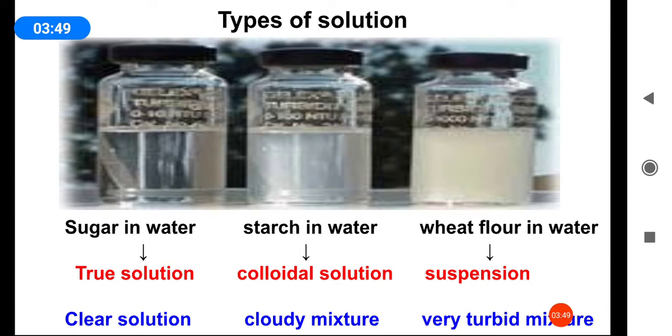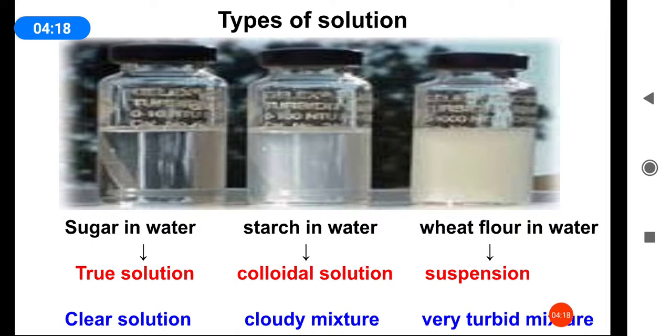In the solution of sugar and water, we get a clear solution. In this sugar in water solution, no particles settle down. We can't find any particles in this solution. This mixture is called a true solution.